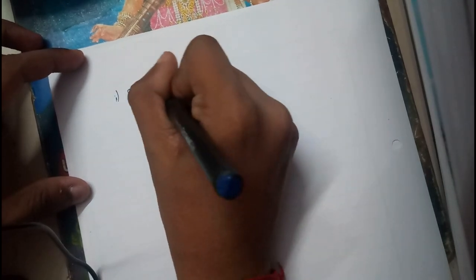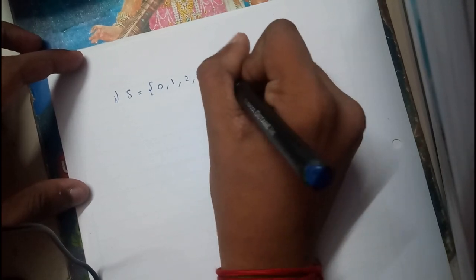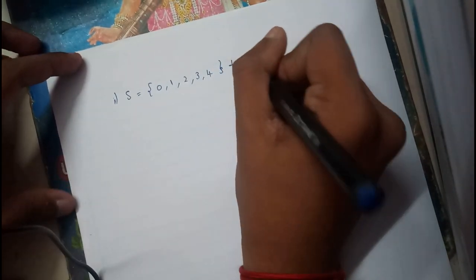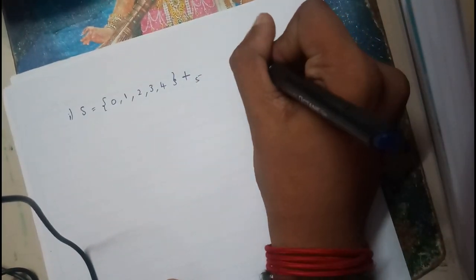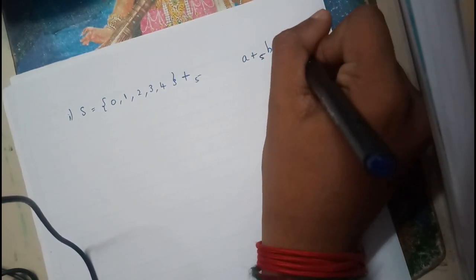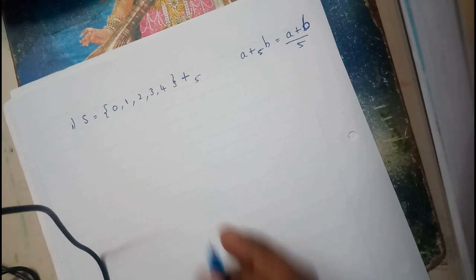The example is, let us take the first example with addition: 0, 1, 2, 3, 4 plus base 5. I have just told you one thing: whenever you see this, you need to write this formula. A plus base 5 B is equal to A plus B modulo 5. I hope everyone is clear with this.